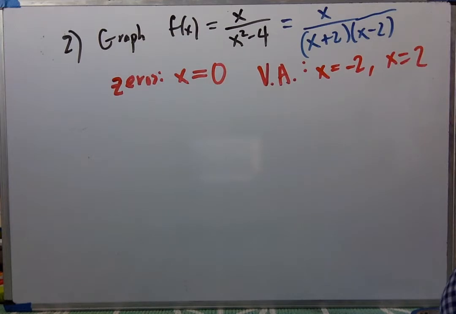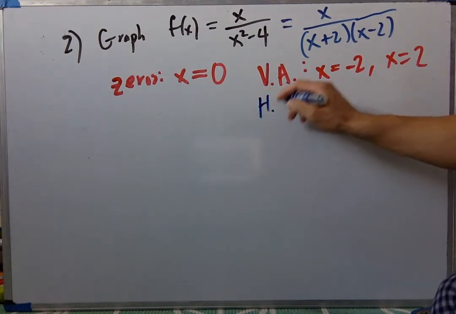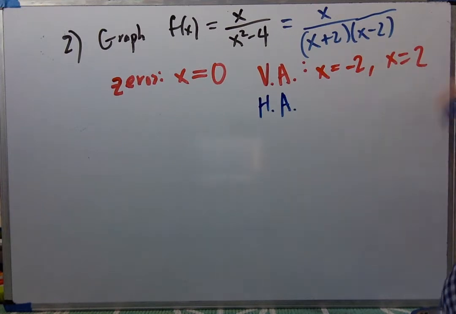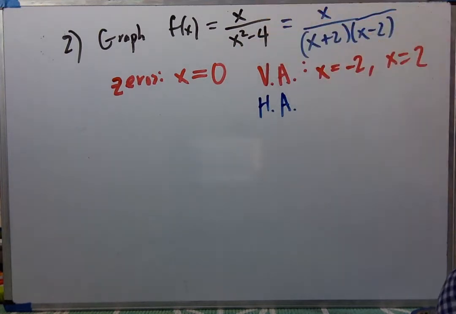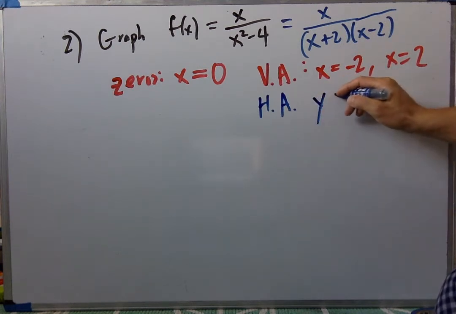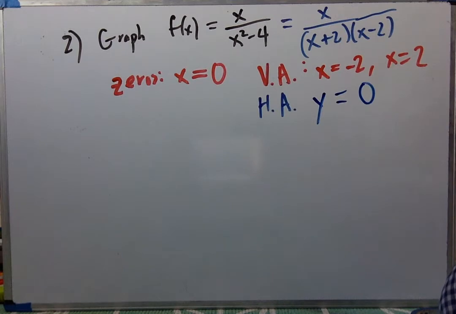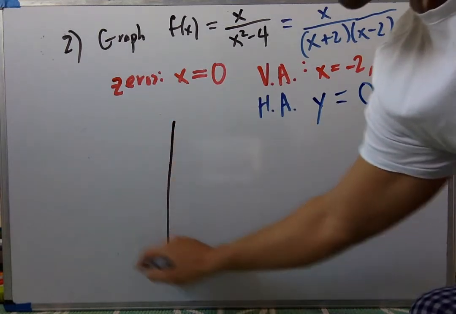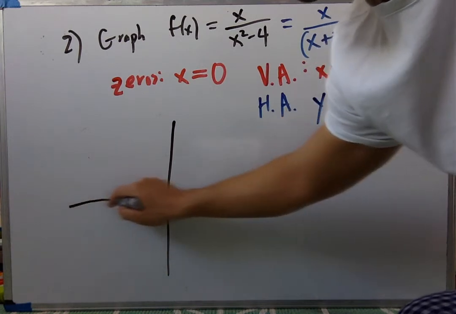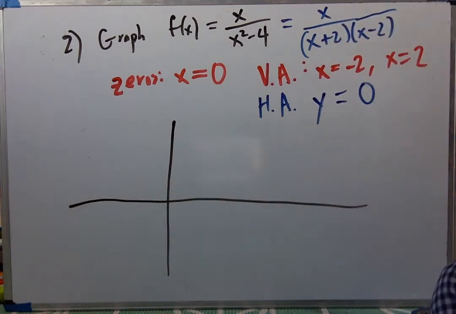Now for the horizontal asymptote. Now this time you notice the top has a power that's lower than the denominator, which means my horizontal asymptote is just going to be y is equal to 0. This is coming back from last class's asymptote discussion. Okay, so let's go graph the thing.